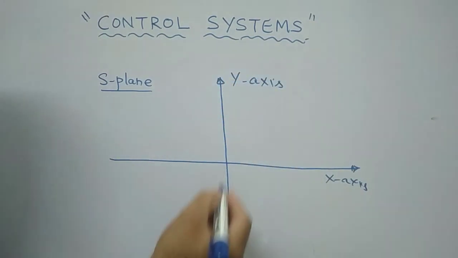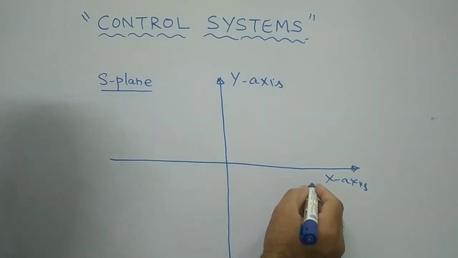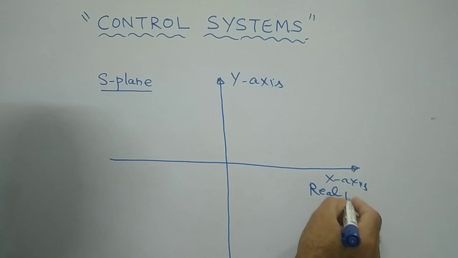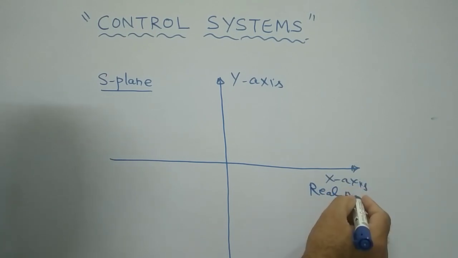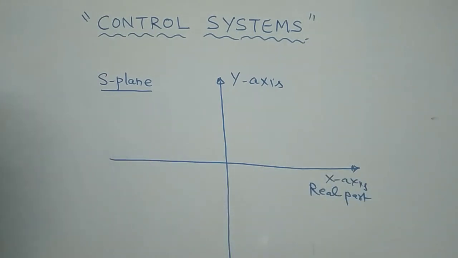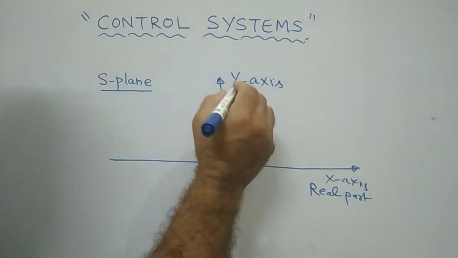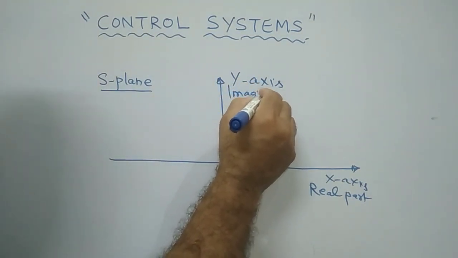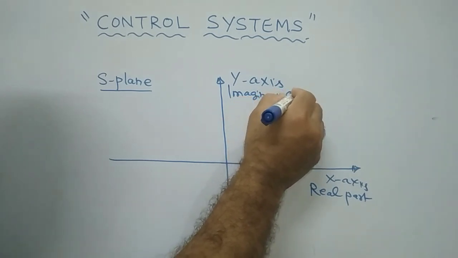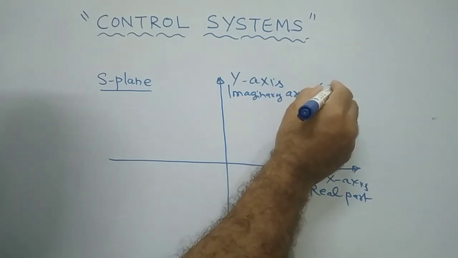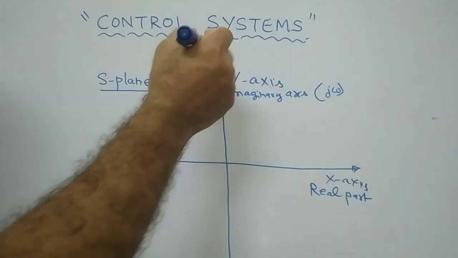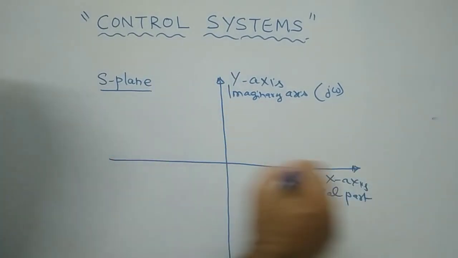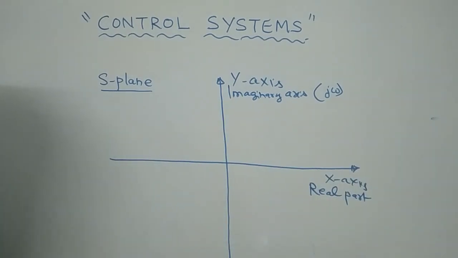X-axis is nothing but the real part, the real axis. Similarly, on the y-axis we will take the imaginary axis, which is also called the J omega axis. Y-axis is nothing but the J omega axis, and x-axis is nothing but the real axis.